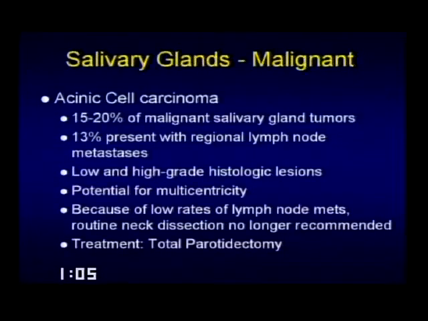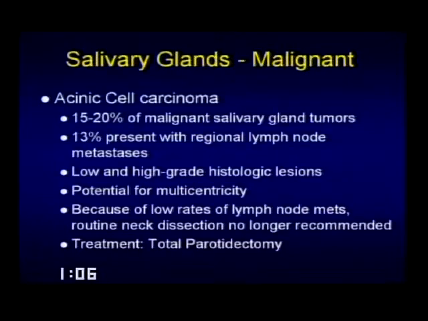The acinic cell carcinoma is the second most common, 15 to 20% of malignant salivary gland tumors. 13% will present with regional lymph node metastases, much fewer than the mucoepidermoid. Again, this has low and high-grade histologic potential. However, the majority of mucoepidermoid and acinic cell cancers tend to be low-grade tumors, and that's something to remember, in contrast to what happens in the submandibular glands. There is potential for multicentricity. Because of the low rates of lymph node metastases, routine neck dissection is no longer recommended. The treatment here is a total parotidectomy.